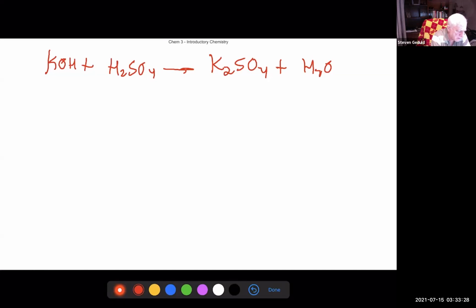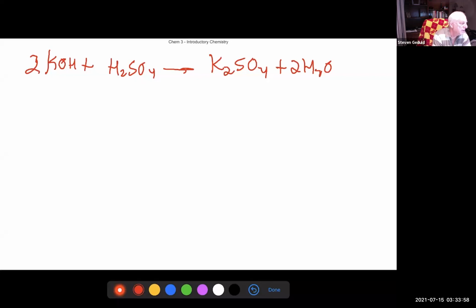Right, KOH and H2SO4 goes to potassium sulfate. So this has to have a 2, and this has to have a 2, so 4 hydrogens, SO4 ones, 2 potassiums, 4 hydrogens, and 2 oxygens. Okay, perfect. So that one's balanced.